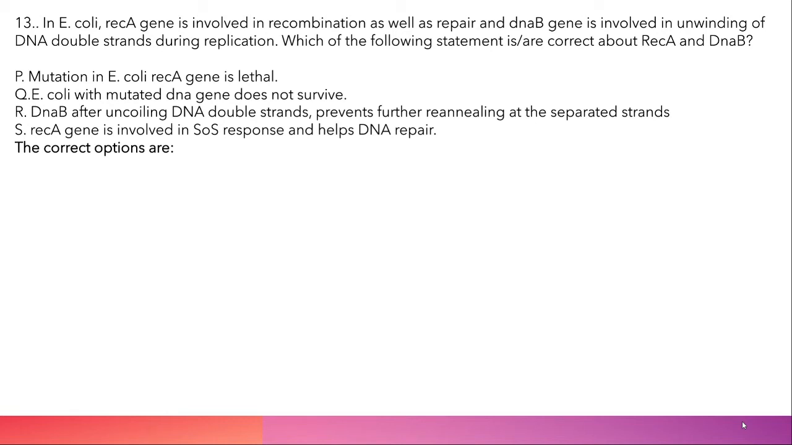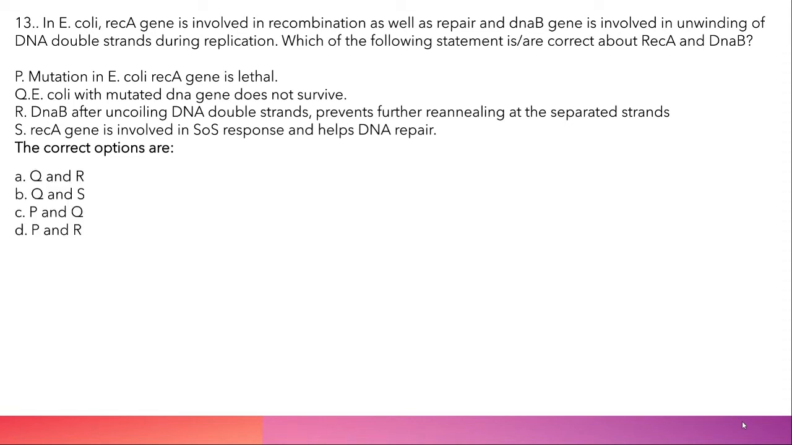The statements are P. Mutations in E. coli RecA gene is lethal. The Q statement is E. coli with a mutated DnaB gene does not survive. The R is DnaB after uncoiling the DNA double strands prevents further reannealing of the separated strands, and the S is RecA gene is involved in the SOS response and helps DNA repair.